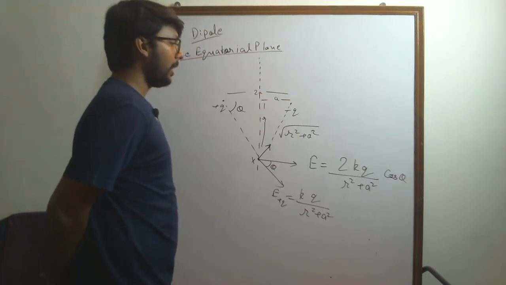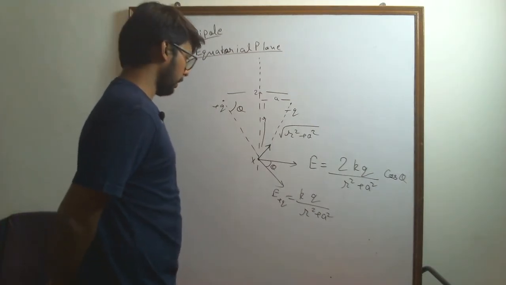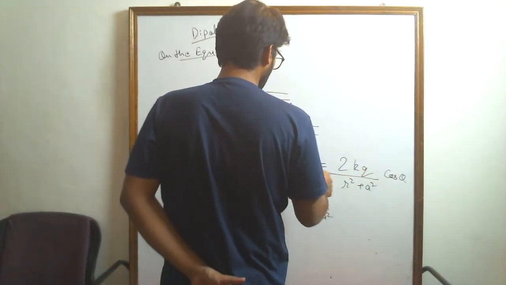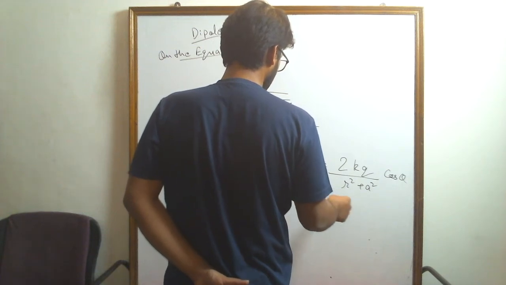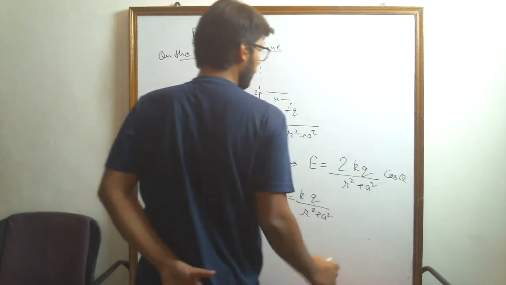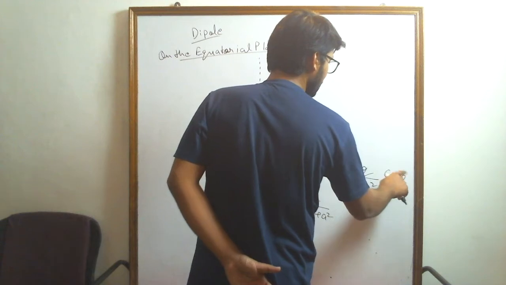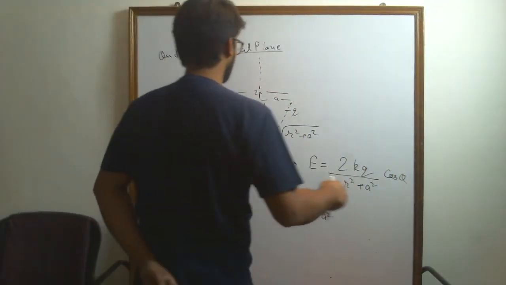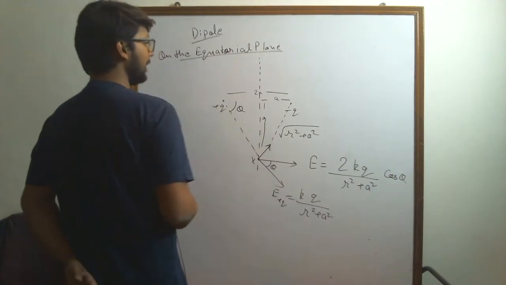Now, what happens if, okay, maybe I think I've made some mistake somewhere. 2KQ, I will have to add both of them, times cos theta. Yes, what I'm going to do is put the value of cos theta over here. What is the value of cos theta? Let's look from this triangle.